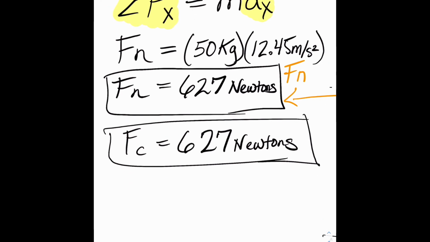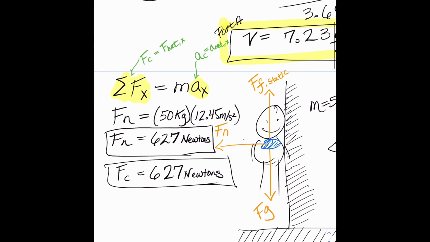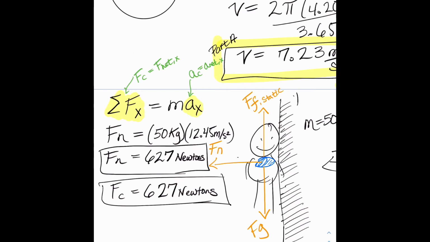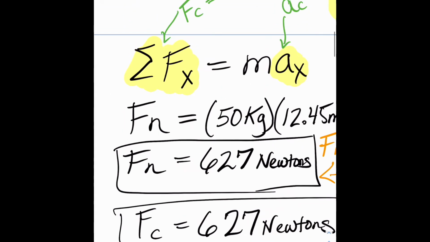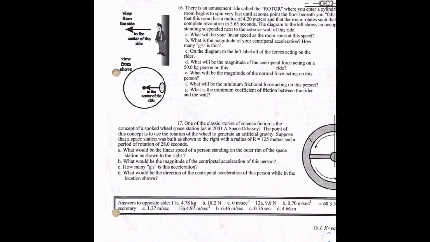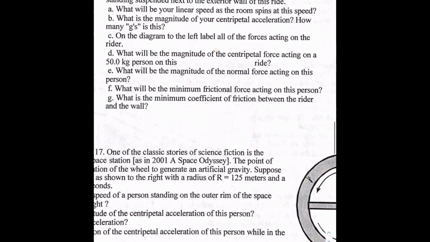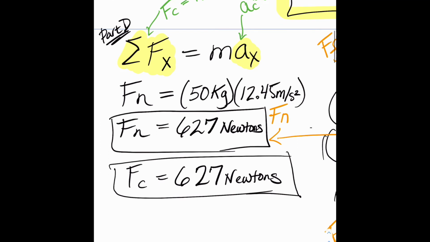All right, good. And this was part C, I think, or D? I think this is part D because I think C was drawing the free body diagram. So I think this was part C, right here, this picture here, and I think this is part D. Yeah. Okay. And then part E, what will be the magnitude of the normal force acting on this person? Oh, we already did that, right? So part E and part D are the same answer, right?